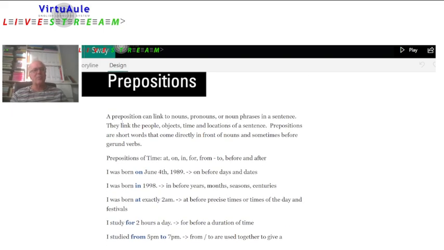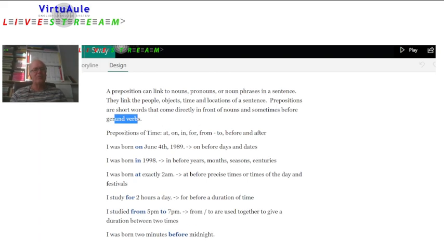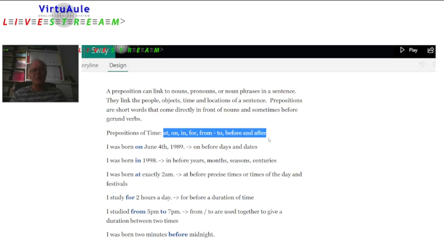Just look at some prepositions. A preposition can link to nouns, pronouns, or noun phrases in a sentence. They link the people, the objects, the time, and the locations of a sentence. Prepositions are short words that come directly in front of nouns and sometimes before gerund verbs. So we have prepositions of time: at, on, in, for, from and to, before and after.